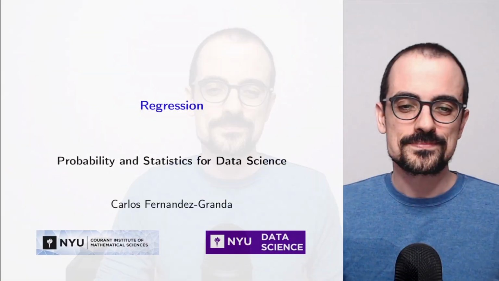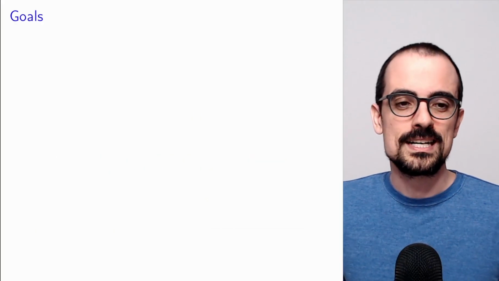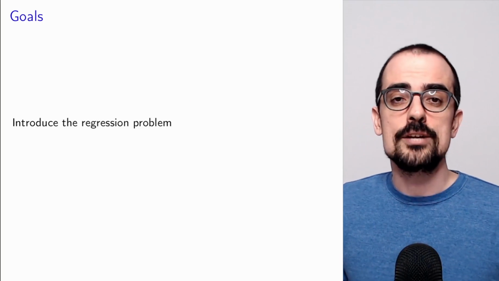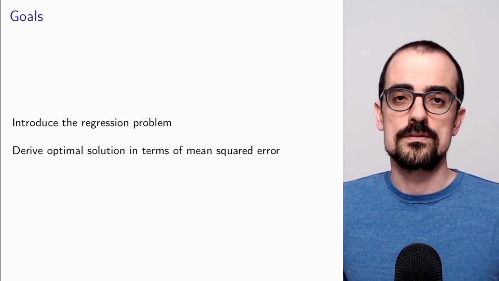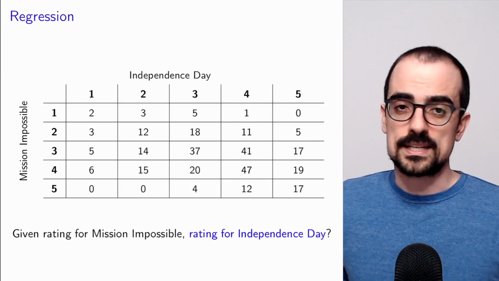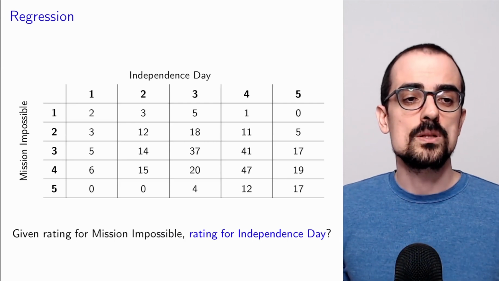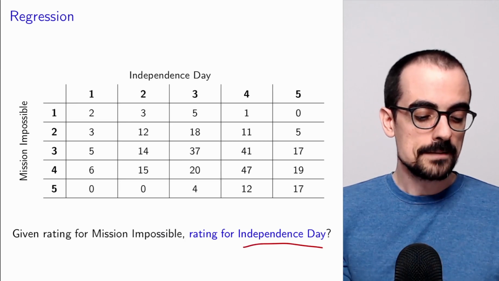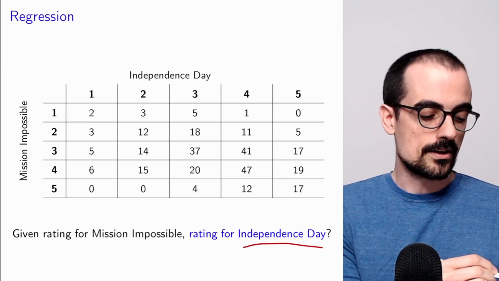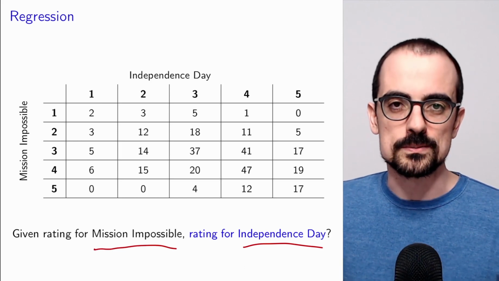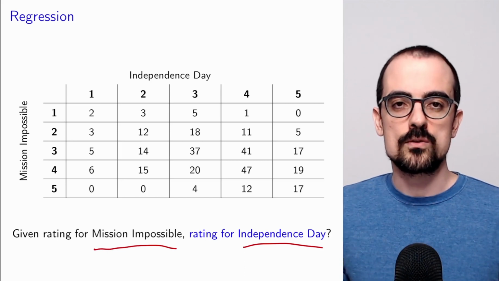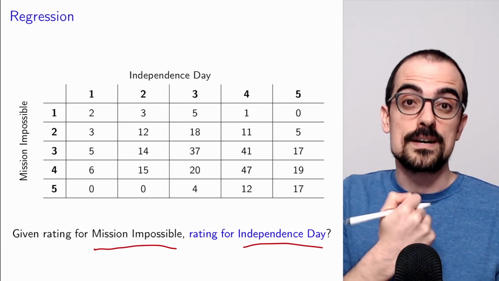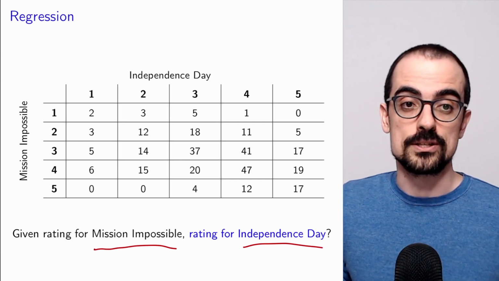Let's get to it. We're going to talk about regression, and our goals are to introduce the regression problem and then derive an optimal solution in terms of mean squared error. So let's take a look at a couple of examples. In this example, we want to predict the rating for a movie, in particular for Independence Day, given the rating of another movie, in this case, Mission Impossible. So we're going to represent the rating for Independence Day as a random variable, and we want to estimate this random variable from the value of another random variable, which is the rating for Mission Impossible.